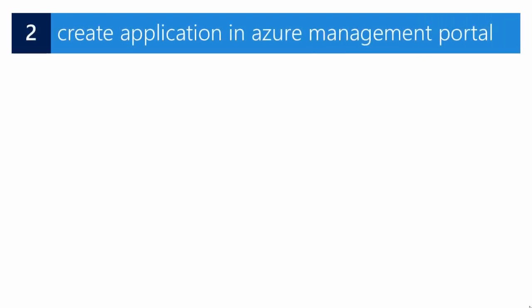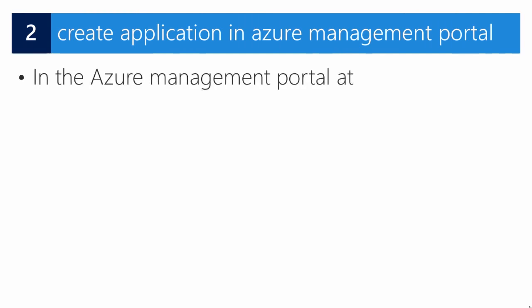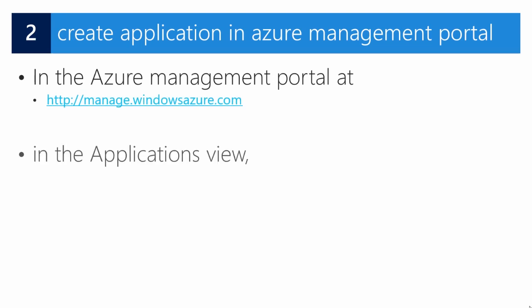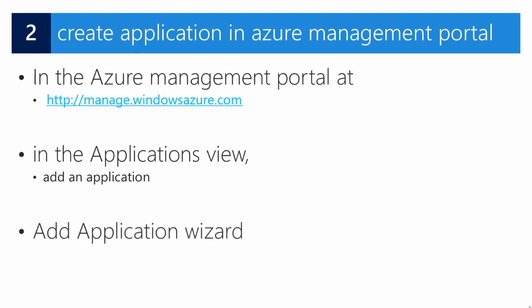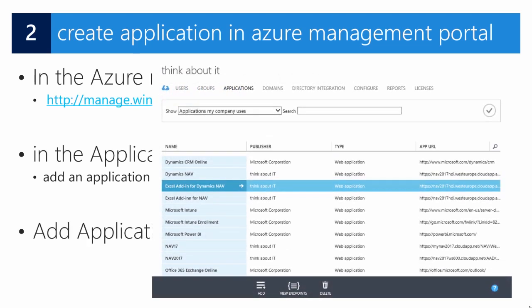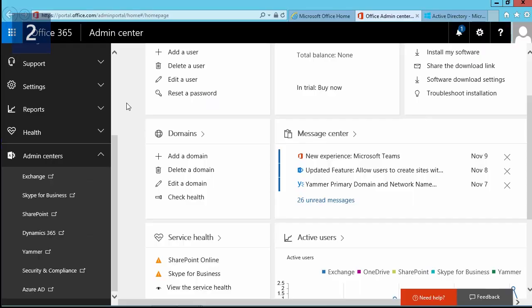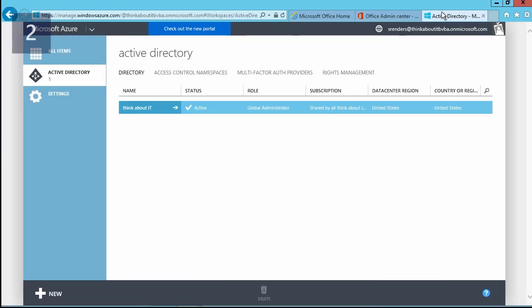When we meet all of the requirements, you are ready to create an application in the Azure Management Portal. You can go to the portal using this URL. In the Applications view, you need to add an application, and you can use the Add Application wizard to do it. Let's have a look. In your Office 365 Administration Center, you can go to the Admin Centers at the bottom, and there you select Azure Active Directory. And now you will end up in your Azure Active Directory administration.